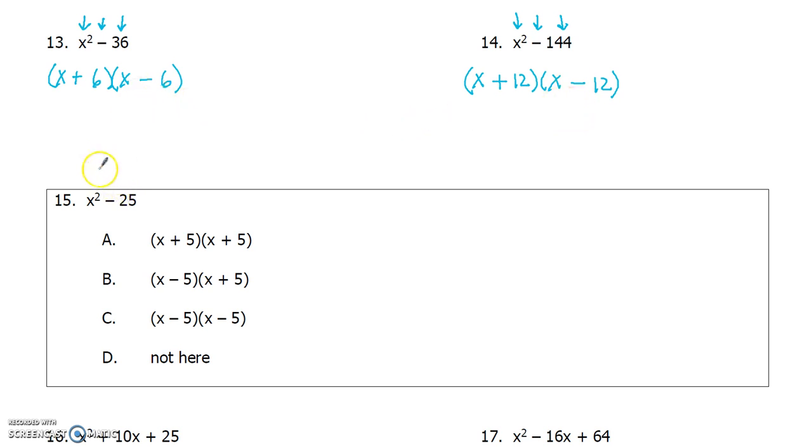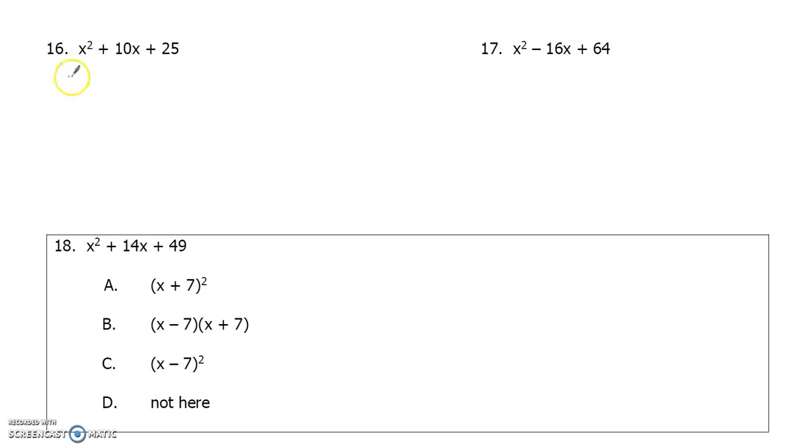Moving on, number 15. Again, do we have a perfect square? Yes. Do we have a perfect square? Yes. And is this a subtraction? Yes. So that means the square root of x squared is x. The square root of 25 is 5. We write that twice. One gets to be positive, the other one gets to be negative. So these are both positive. These are both negative. Here I have a positive 5 and a negative 5, so this one is good. So B is going to be the correct answer.